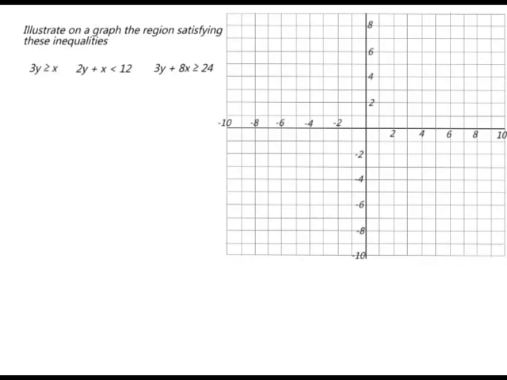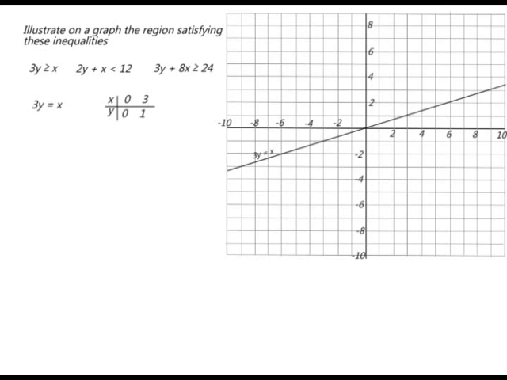We proceed. We start with the first inequality, 3y is greater or equal to x. Clue number 1, the line will be continuous. As an equation, 3y is equal to x. We choose 2 values of x and calculate the corresponding values of y. 0 and 3. When x is 0, y will be 0 as well. When x is 3, y will be 1. And that is the line.